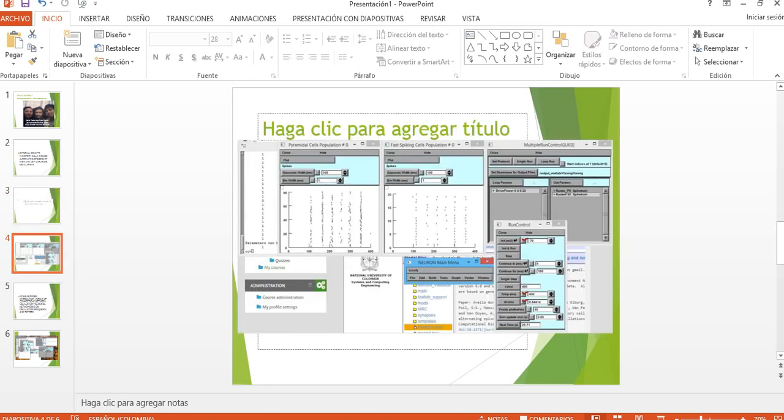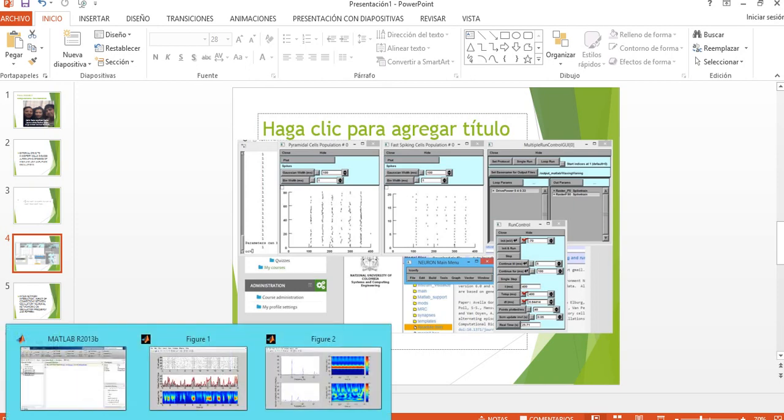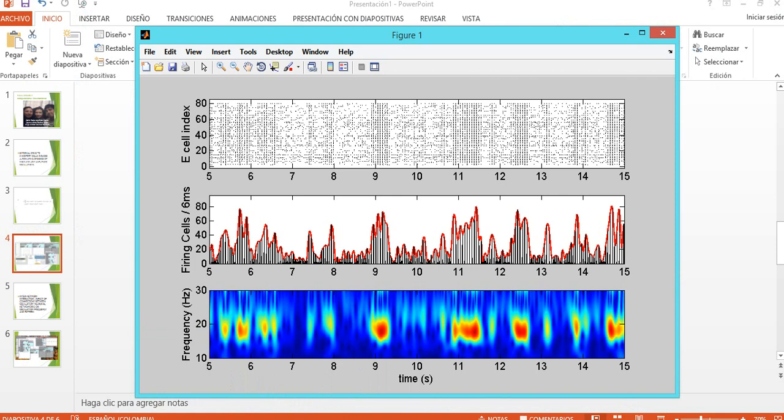So we ran this model in NEURON, and these are the results that we obtained. Here are the two populations that we simulated, and then we made the analysis in MATLAB of this network, and we have this figure. In this panel, it is shown the behavior of firing cells in a period of 10 seconds. As we can see, there are moments where almost all the cells are firing, and moments where few cells are firing.